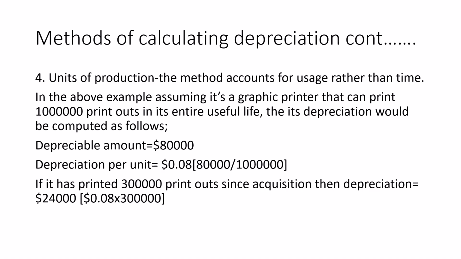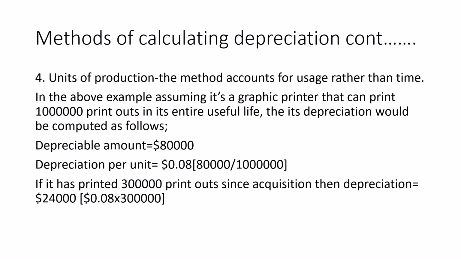Then the fourth method is called units of production. We are saying the method accounts for usage rather than time. So you're going to use the above example, assuming it is a graphic printer that can print 1 million printouts in its entire useful life. So the depreciation will be computed as follows.